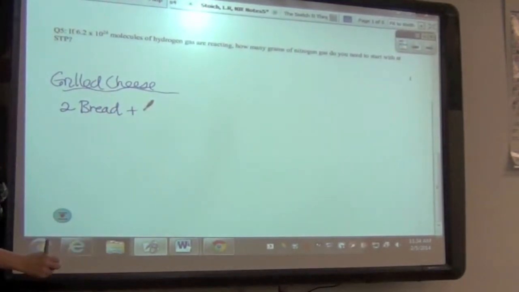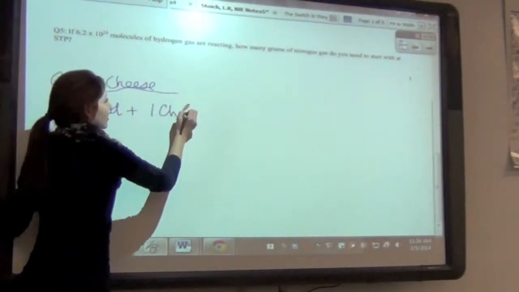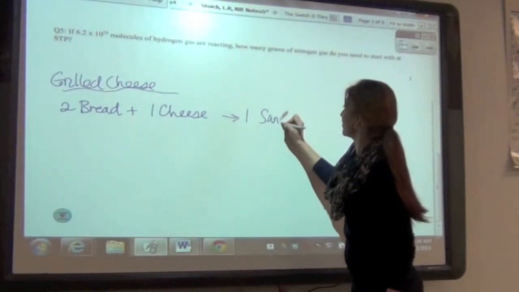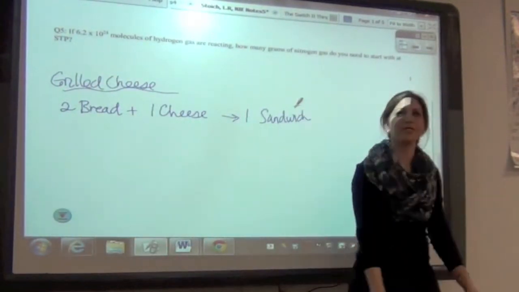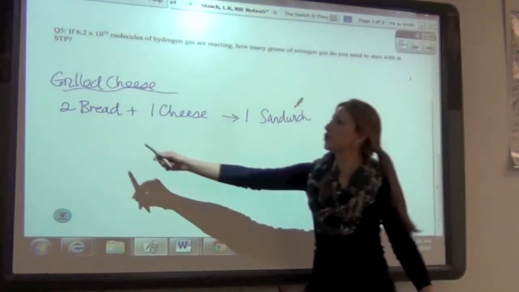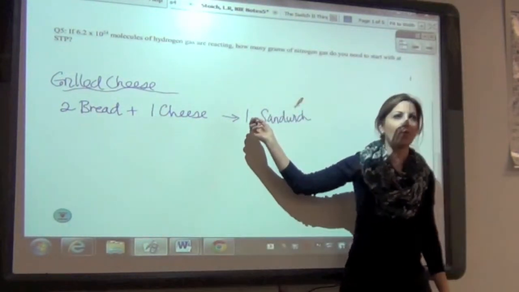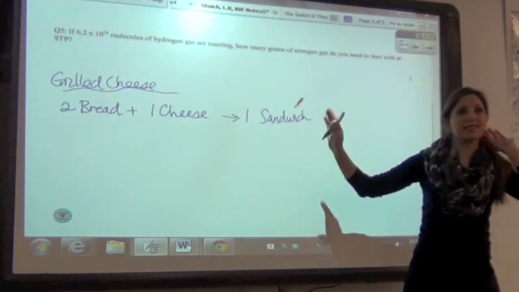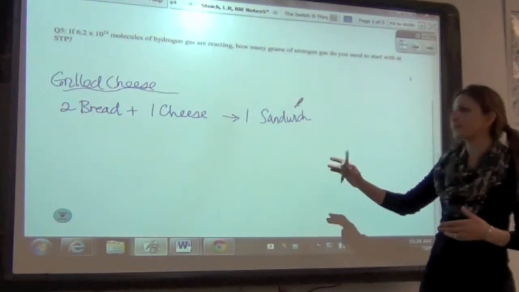Very basic would be 1 piece of cheese, equaling out to give us 1 what? 1 sandwich. Pretty simple, okay? Again, you can see that 2 plus 1 does not equal 1. Okay, 2 plus 1 should equal 3. So our moles, in a sense, are not being conserved here.